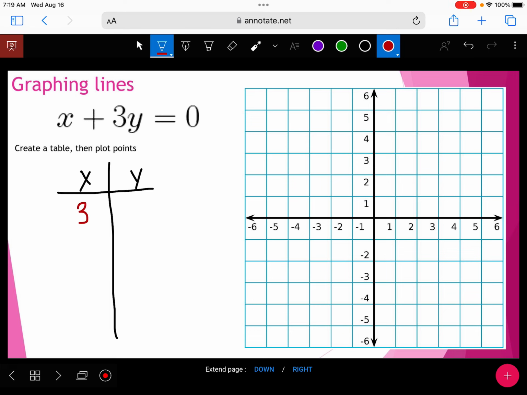Y is 9. Is y 9? Easy trap. Because what we have is now 3 plus 3 times y equals 0. Subtract 3 from both sides, we get that 3y is negative 3. What's y equal? 3 times what is negative 3? Negative 1.